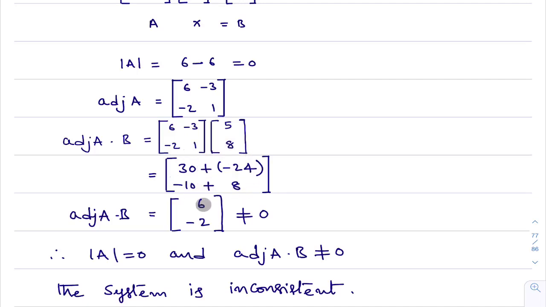If you simplify this, I am getting 6 and minus 2. Is this matrix a 0 matrix? What is a 0 matrix? If all the elements of a matrix are 0, then we say it is a 0 matrix.